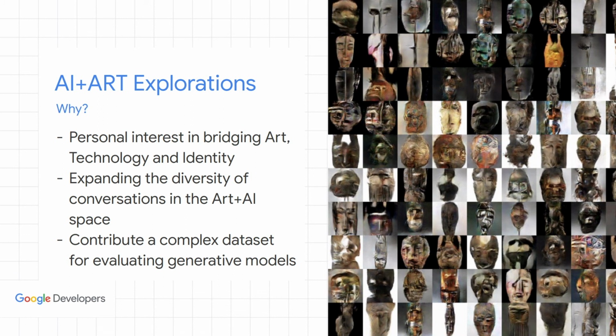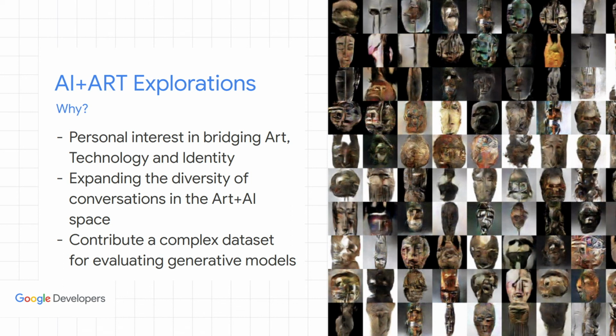So why did I go ahead and do all of this? The first thing is, like I said, it's kind of personal. It's a way for me to bridge my interest in art and technology, and also express my identity and look at all that intersection. The second thing is, if any of you have worked with generative adversarial networks, you will see that there's this growing genre of artistic pieces that are created using neural networks. And the interesting thing is that the space is typically dominated by classical European art.